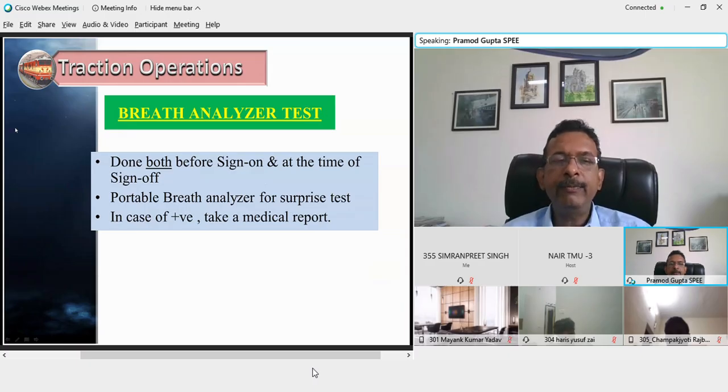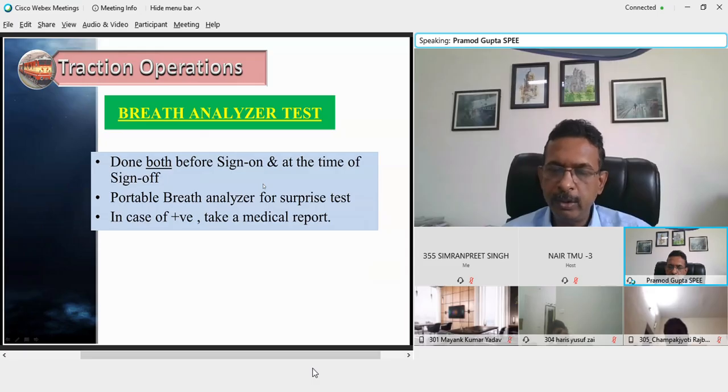There were incidents where the driver was perfectly all right at the time of sign on. He did something on the run, consumed liquor, and at the time of sign off, he was totally not in his senses. That is an exaggeration on my part. But then it was decided that we should have both sign on and sign off tests.